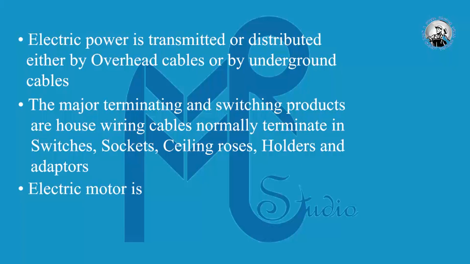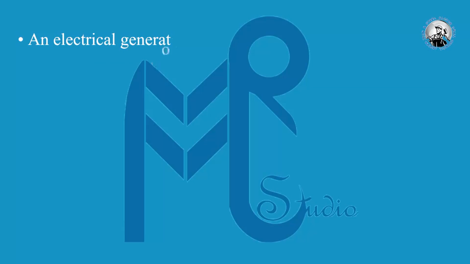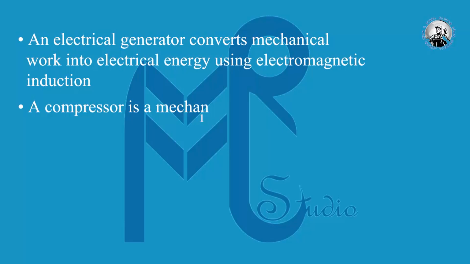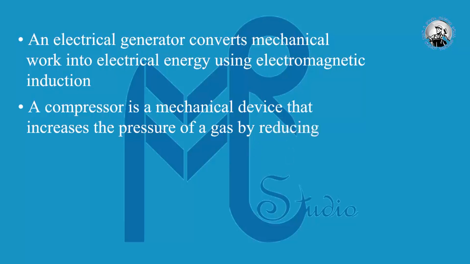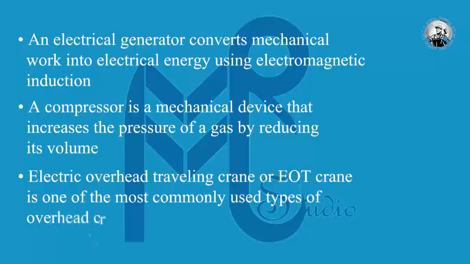An electric motor is the electromechanical machine that converts electrical energy into mechanical energy. An electrical generator converts mechanical work into electrical energy using electromagnetic induction. A compressor is a mechanical device that increases the pressure of a gas by reducing its volume. An electric overhead travelling crane, or EOT crane, is one of the most commonly used types of overhead cranes.